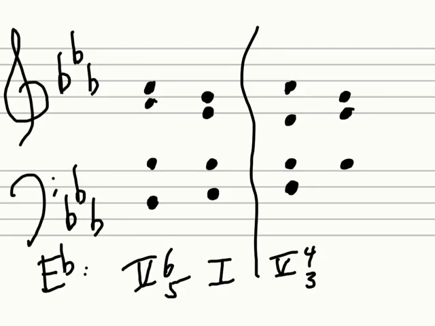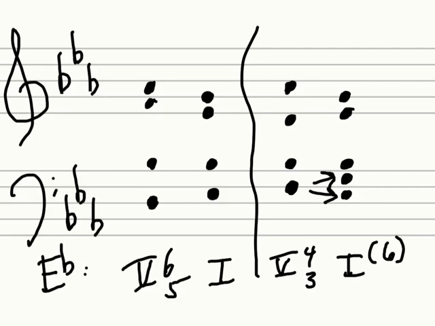The B flat stays here in the tenor, and I can either take the bass up to G by step or down by step to E flat. So it goes to either a 1 or it goes to a 1-6.